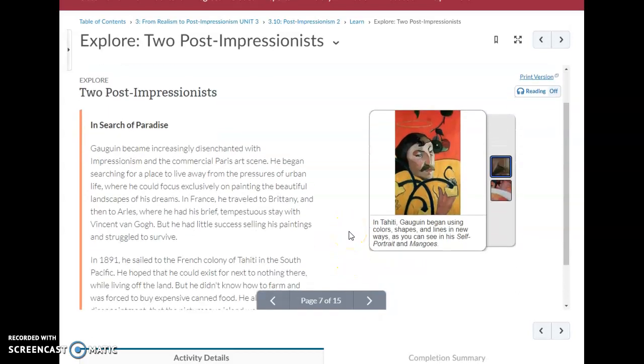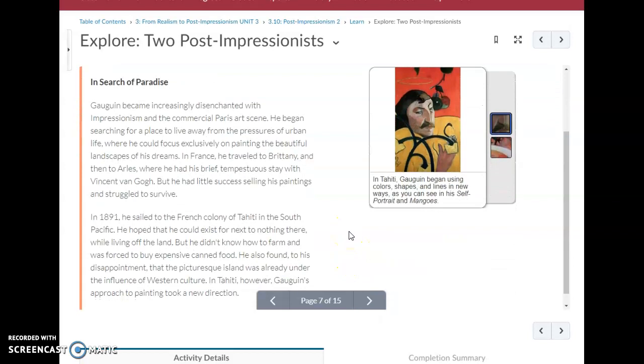In Search of Paradise. Gauguin became increasingly disenchanted with Impressionism and the commercial Paris art scene. He began searching for a place to live away from the pressures of urban life, where he could focus exclusively on painting the beautiful landscapes of his dreams. In France, he traveled to Brittany, and then to Arles, where he had his brief, tempestuous stay with Vincent van Gogh. But he had little success in selling his paintings and struggled to survive.